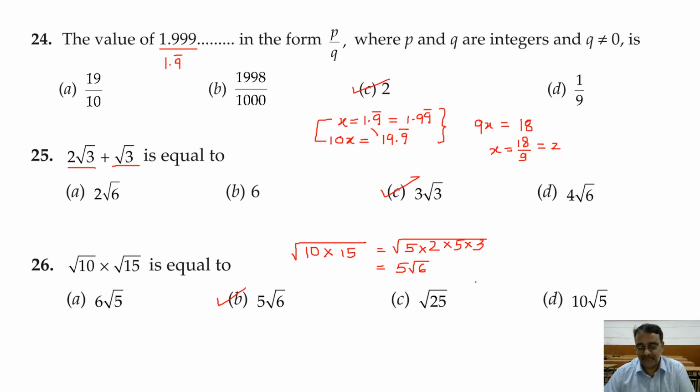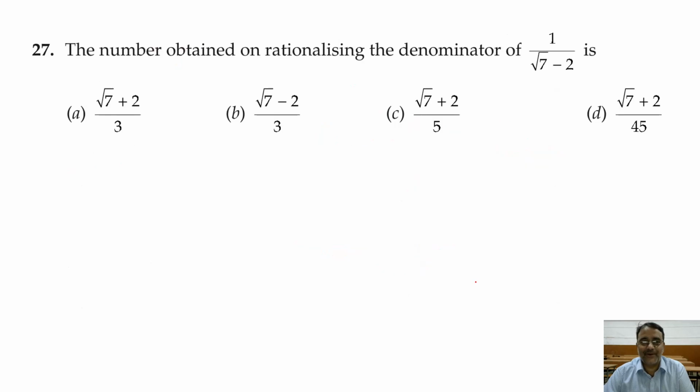Yes, sir. Okay. So now we are moving toward question number 27. The number obtained on rationalizing the denominator of 1 upon root 7 minus 2. चलो इसको rationalize कर लेते हैं. What is the rationalizing factor of root 7 minus 2? Root 7 plus 2. So we are going to multiply with root 7 plus 2.